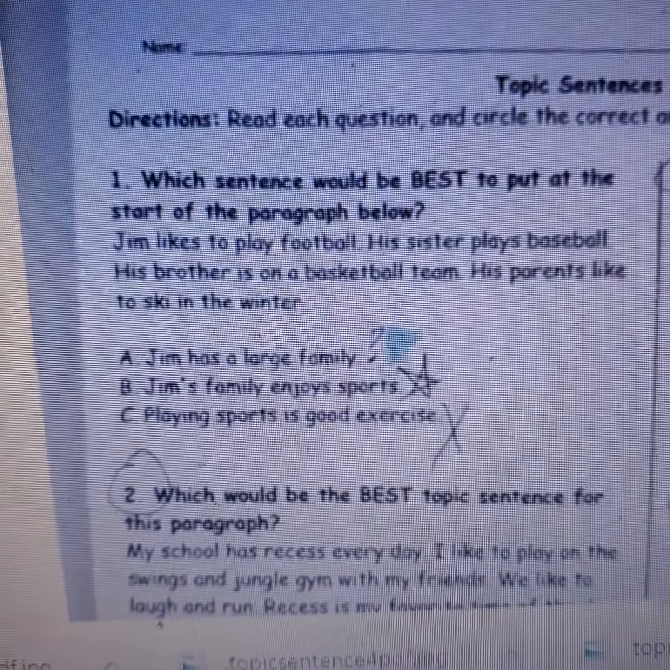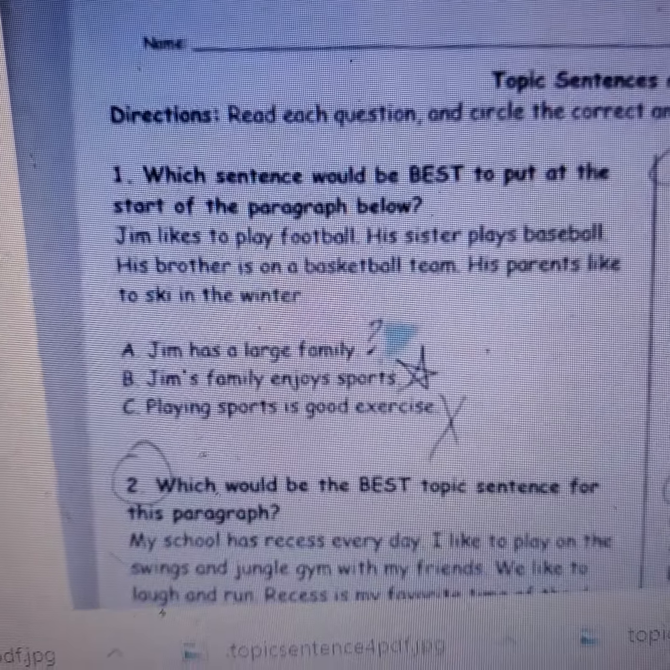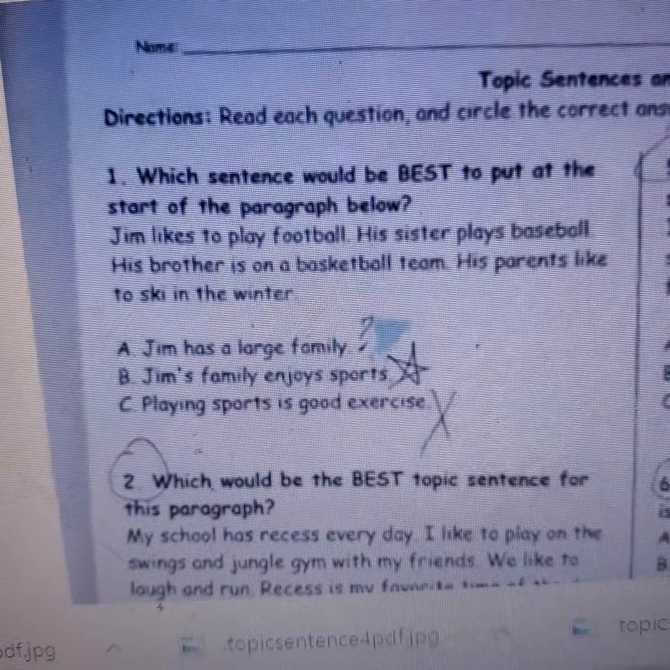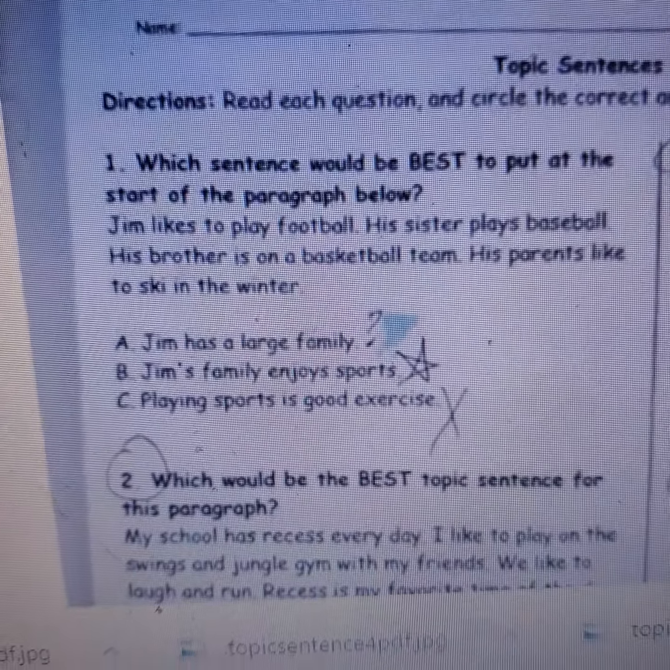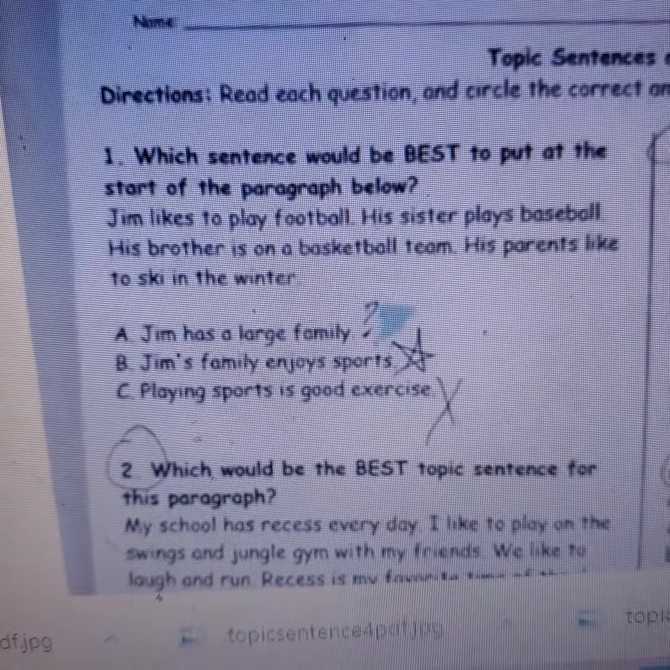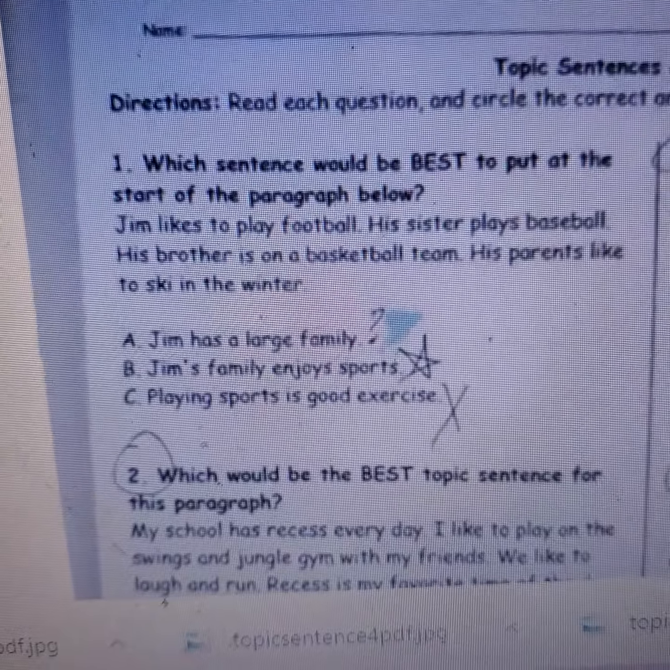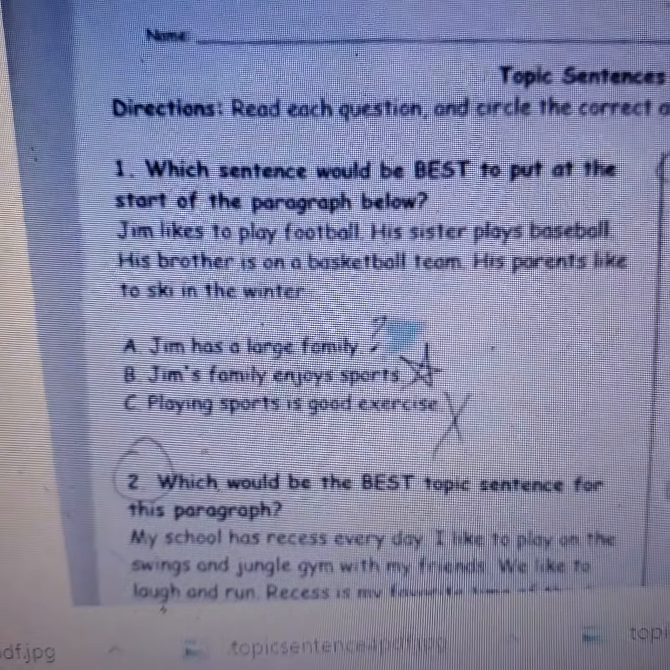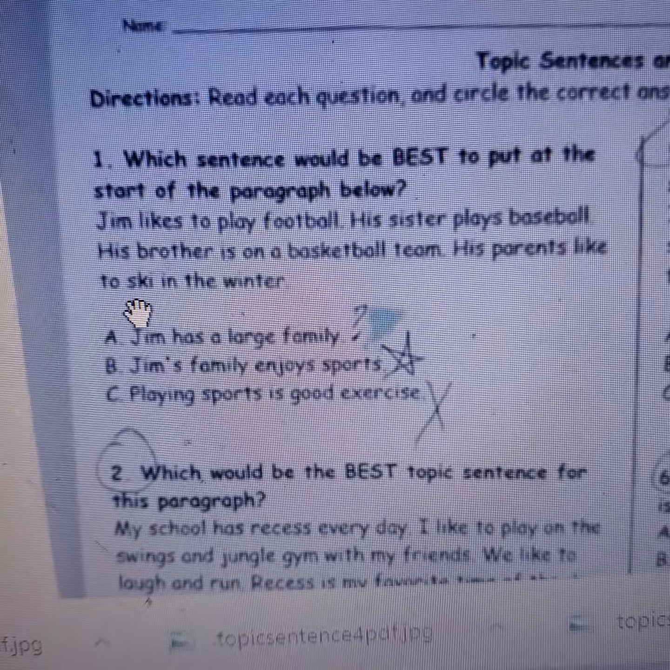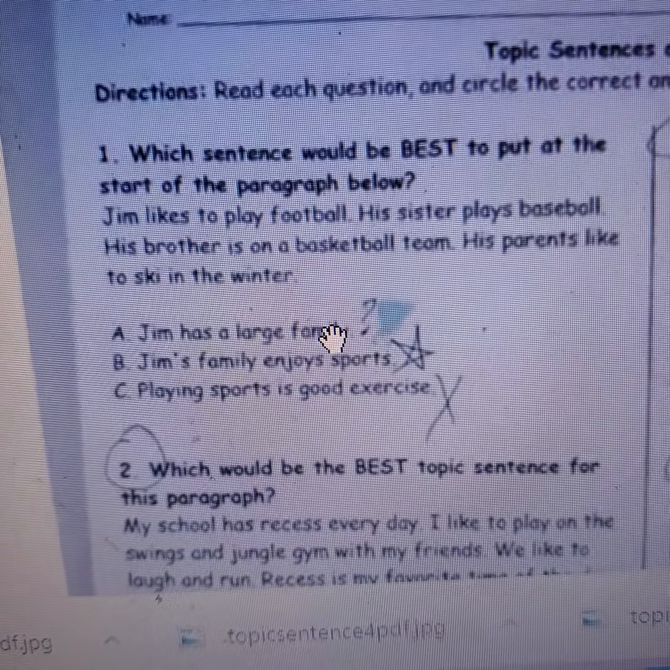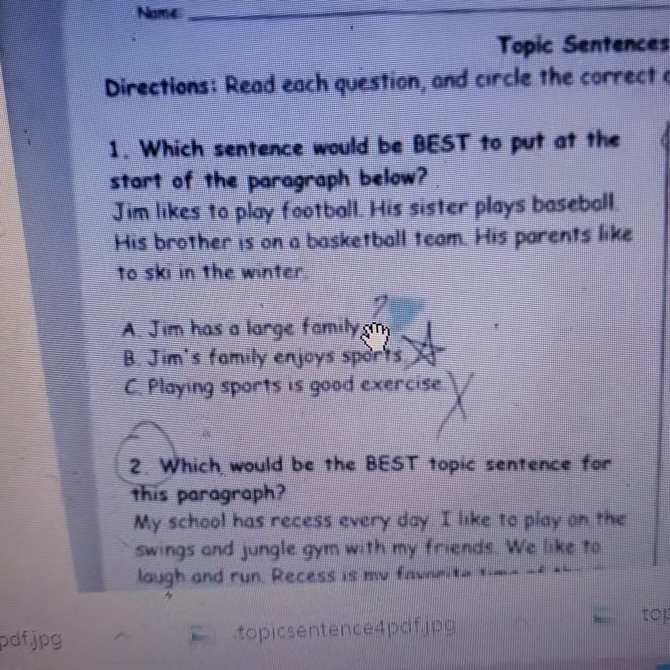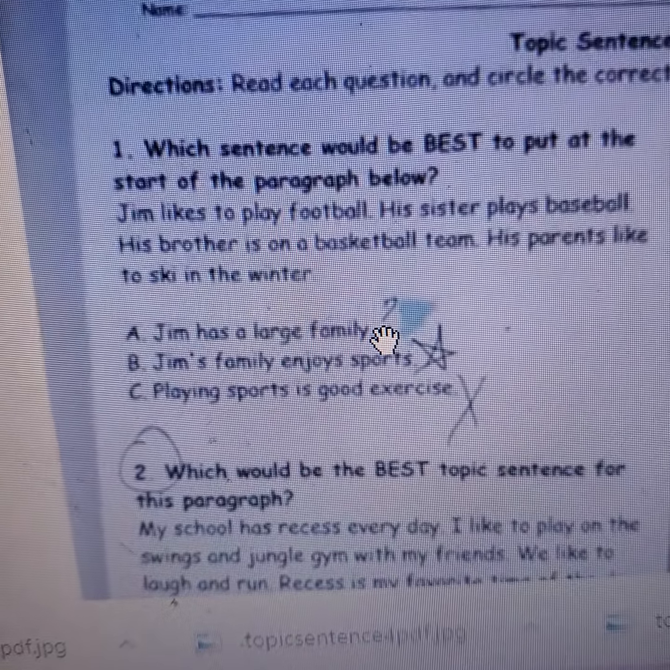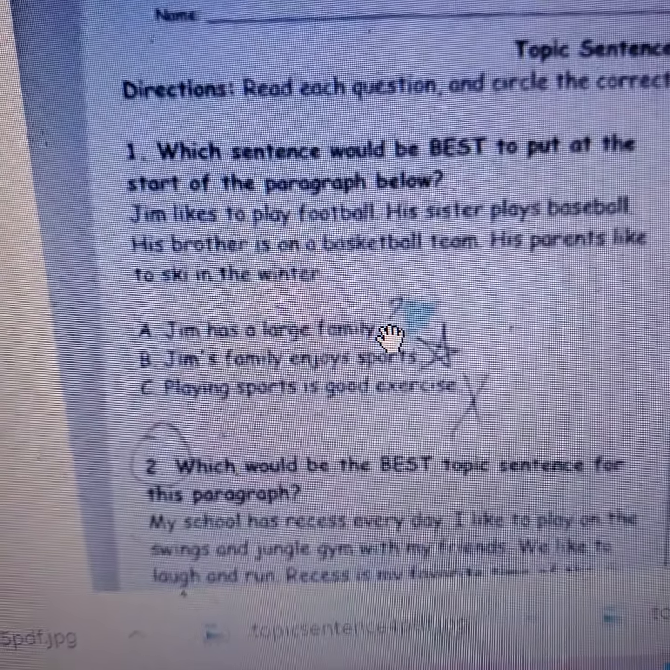So it says, Jim likes to play football. His sister plays baseball. His brother is in a basketball team. His parents like to ski in winter. So notice that it's given us 3 answer choices, and it's asking us which one would be best at the beginning of the paragraph. Okay, so let's look at A. Jim has a large family. Okay, that's great. It does say at the beginning that he has a sister, his mom, his brother, and so forth. I'm not ready to decide if that's my final answer, so I'm going to put a question mark.